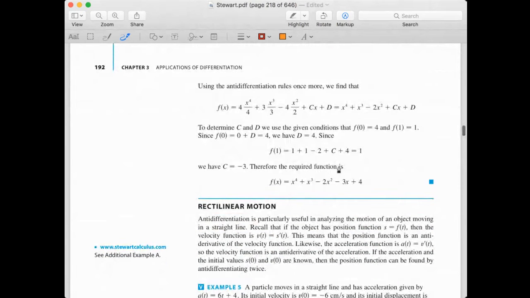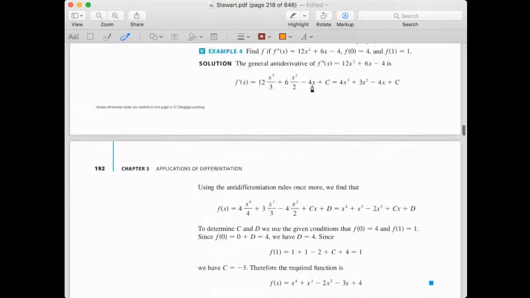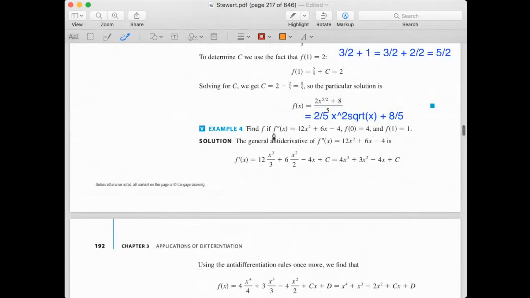All right, we can always take a derivative of this to check to see if we did it right. We take a derivative of f to see if we get f prime, then we take a derivative of f prime to see if indeed we get this second derivative function.